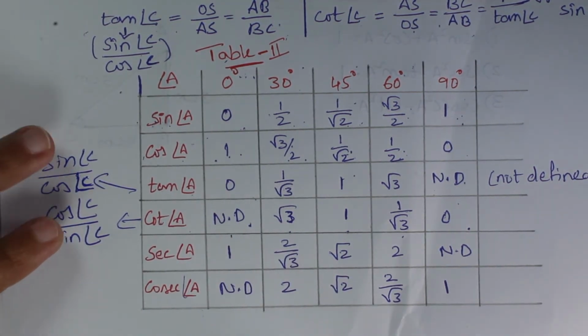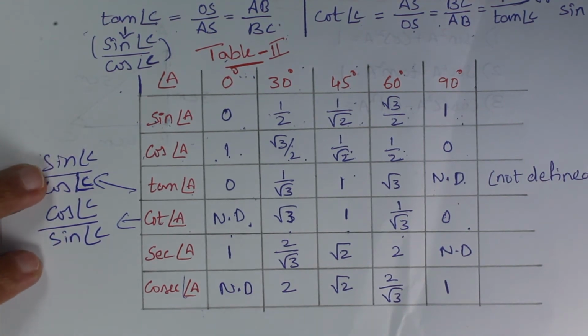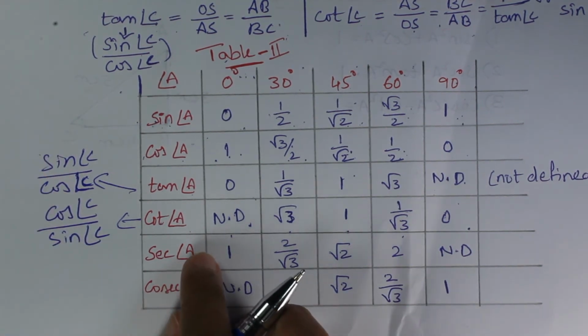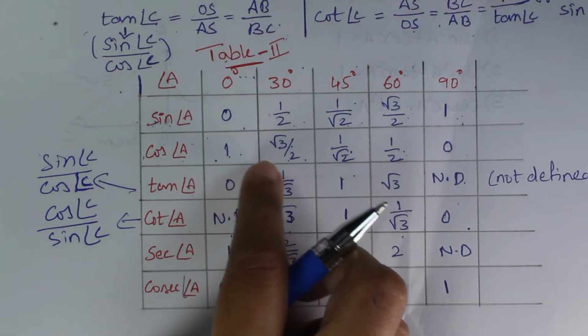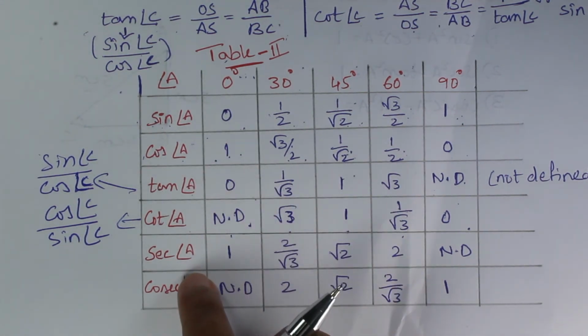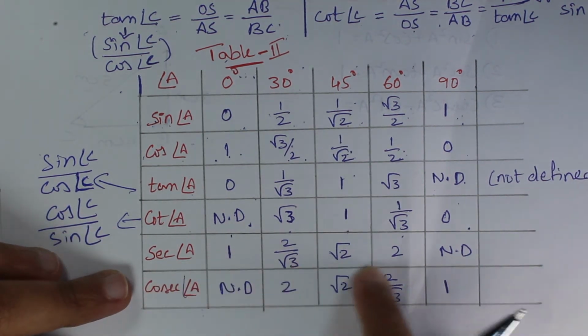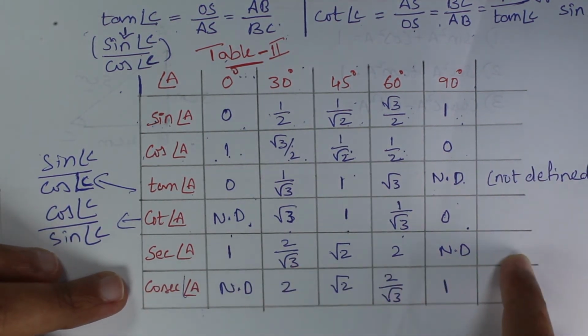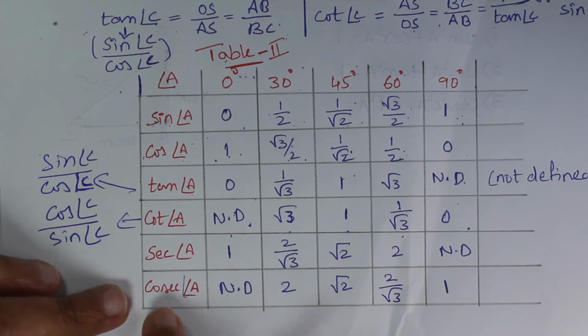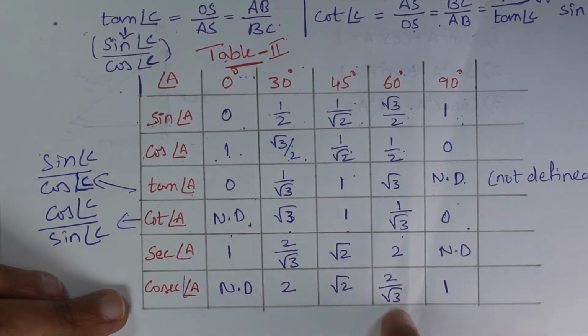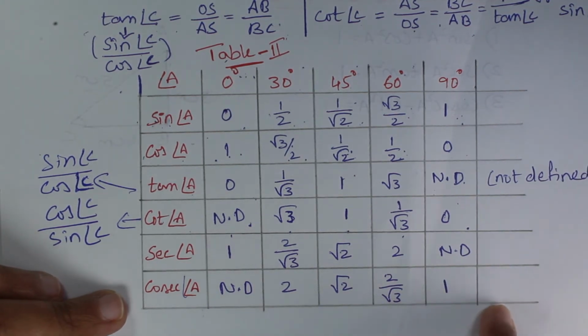This is how we are going to calculate the ratios. Now secant A becomes 1 by cos of angle A. So all we have to do is calculate 1 by cos of angle A for calculating the values of secant A. That is how we have filled this row. Now coming to the last row, cosecant of angle A. Cosecant of angle A becomes 1 by sine of angle A. That is how we have filled the values for this last row.